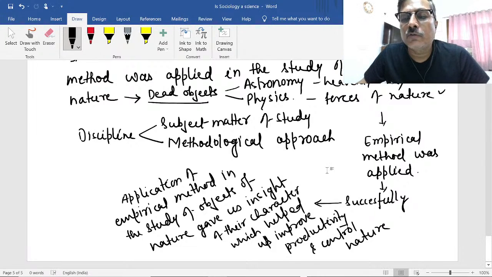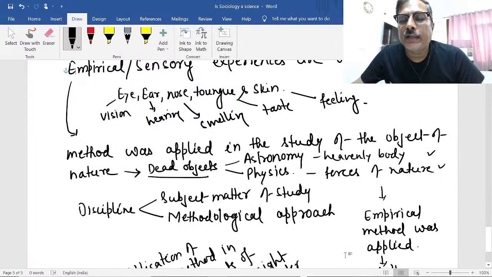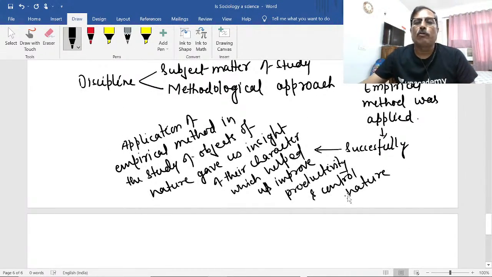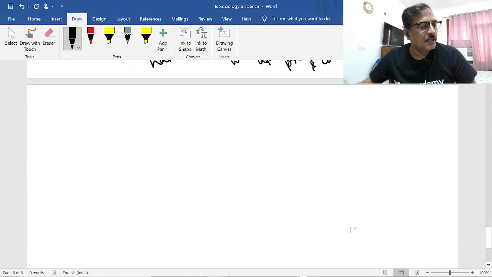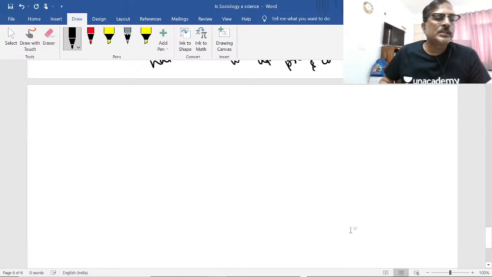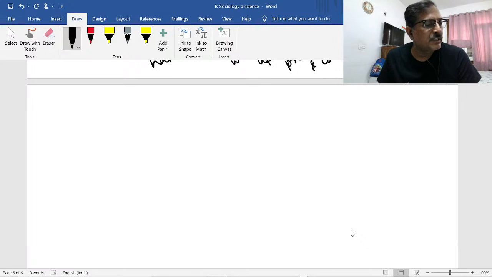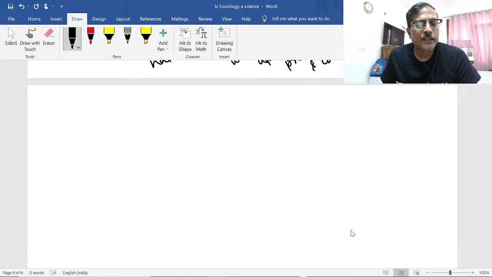In short, what we'll say is that application of this method led to the development of physics, and this development of physics led us to innovate new technology, and this new technology helped us improve our efficiency, and therefore move from a position of crisis of material things to prosperity, or plenty of material things.